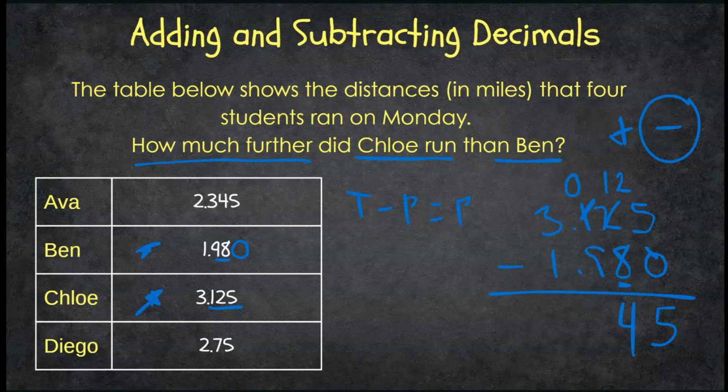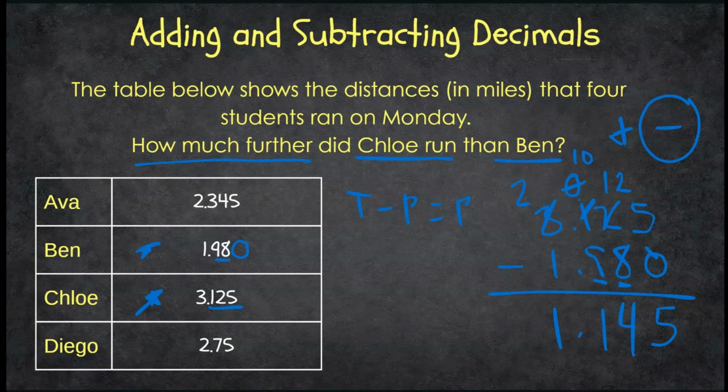In the tenths, I'm running into that same problem. I can't take 0 and take away 9. There's more on the floor. So I'm going to go next door to the ones place and borrow. That becomes a 2. And then this 0 becomes a 10. 10 minus 9 is 1. 2 minus 1 is 1. And then I bring the decimal point down.